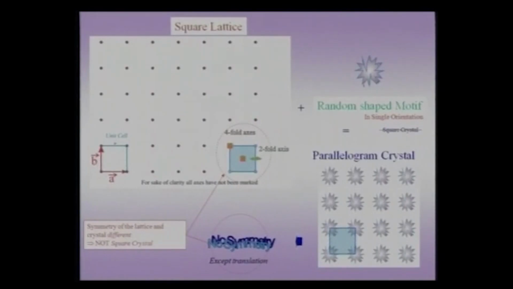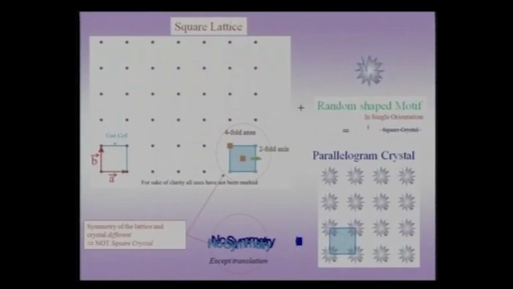Now, if I put this random shaped motif, of course again making sure that I follow the rule of a single orientation on each one of these lattice points, I would obtain a crystal which is shown on the right hand bottom corner. If I look at this crystal which I have generated, it is clear that no kind of symmetry element would survive in this crystal except translation. So, the symmetry of the lattice has been lowered to the maximum possible extent. There are no rotational symmetries, no mirror symmetries surviving in the crystal, and the crystal now, as we had considered in one of the examples before, is a parallelogram crystal, and it is definitely not a square crystal.